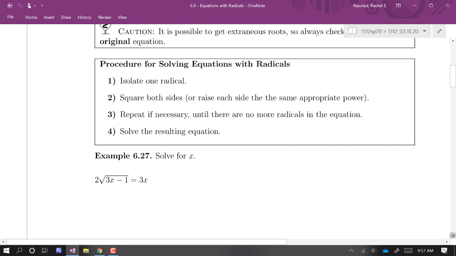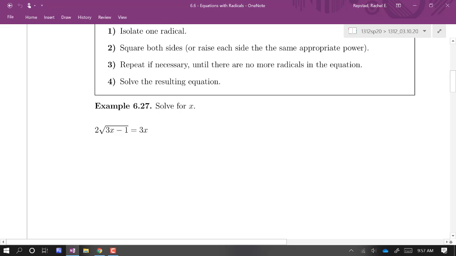So this radical, I would say, is already isolated because we're not adding any other term. You could divide both sides by 2 first. Sometimes I do, sometimes I don't. You'll get the same result either way. Isolating the radical is only a must if you're adding another term, right? So here I just have a coefficient on the radical. That's fine. Let's go ahead and square both sides.